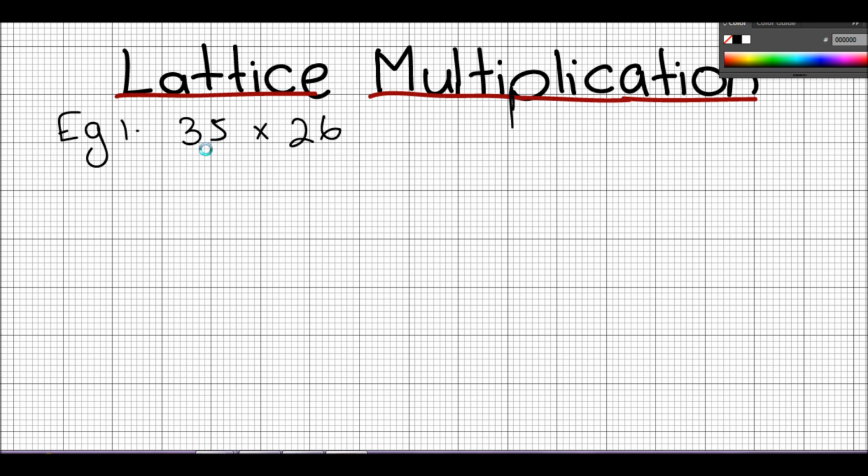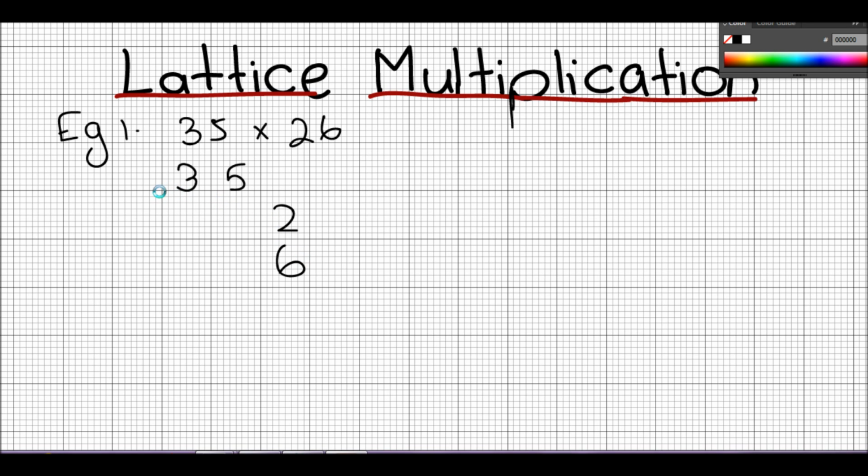In this example, we'll multiply 35 by 26. Now the first thing to do is we'll write our numbers like this, 35 across and 26 down the right, like this.